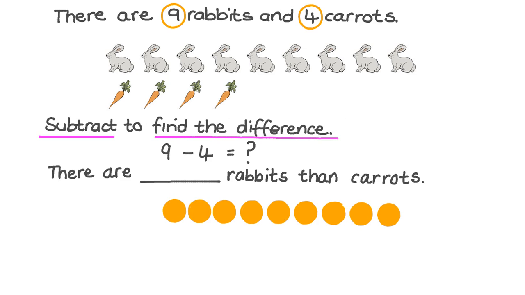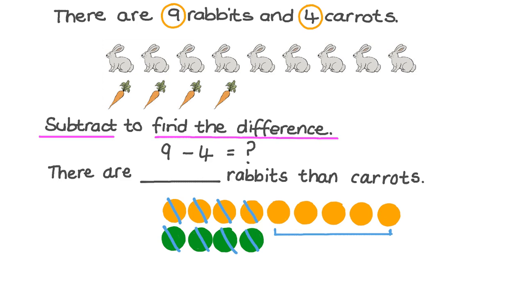Here are 9 counters to represent the 9 rabbits. And 4 counters to represent the 4 carrots. Let's match our 4 carrots with 4 rabbits. We can call the counters that are left over the difference. There are more rabbits than carrots. But how many more? Let's count.